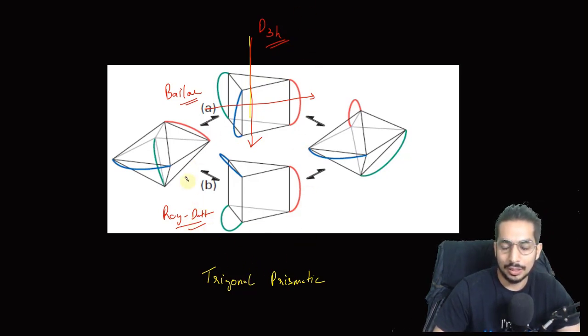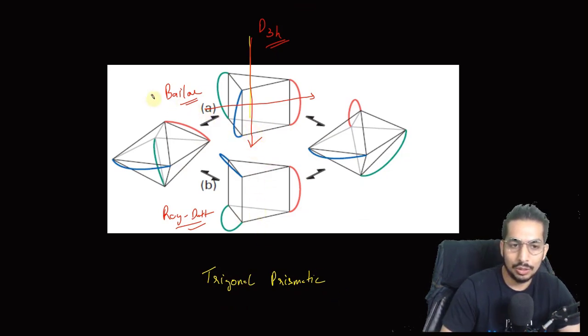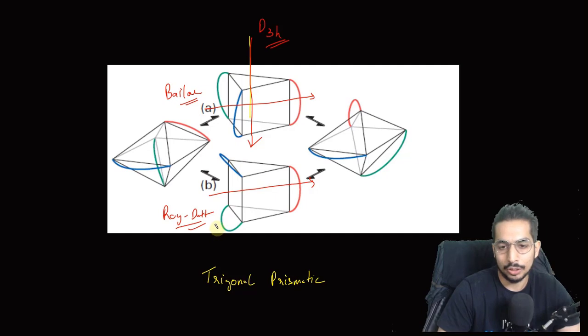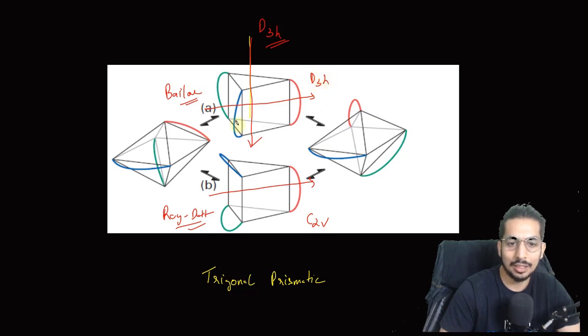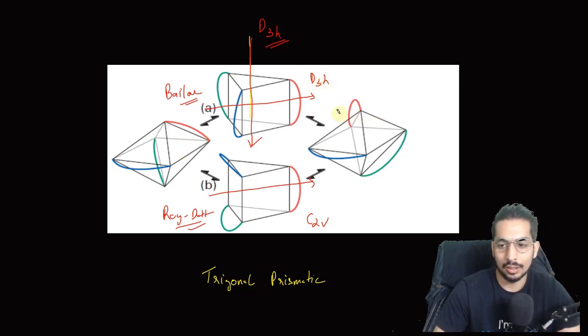But when I come to the Ray-Dutt twist, the intermediate is trigonal prismatic only. But now if you see, it does not have a C3 symmetry. Now it only has a C2 symmetry where I can pass an axis through this. And if I rotate it by 180 degrees, then I will get the same molecule. Okay, so you can see that in this case, I'm having a C2V symmetry, whereas in this case, I'm having a D3H symmetry. And ultimately, you can see the optical racemization or isomerization has taken place.